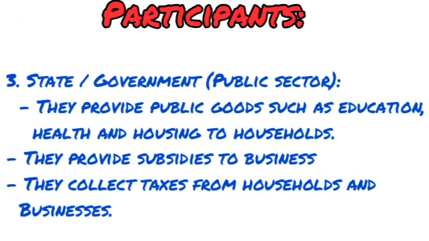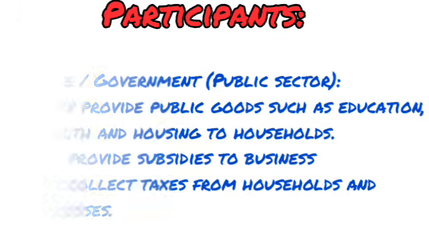So anyway, the public sector, what does the public sector do? They provide public goods such as education, health, housing to households. They provide subsidies to businesses. Those are the subsidies we said help them reduce their costs. And then they also collect taxes from households and businesses. These taxes are what they use to be able to provide the public goods and the subsidies. So basically it's a circle, hence we are dealing with a circular flow.